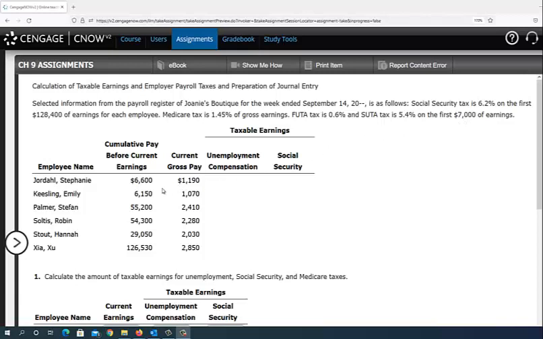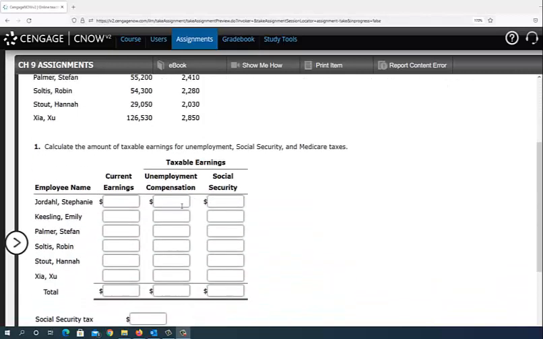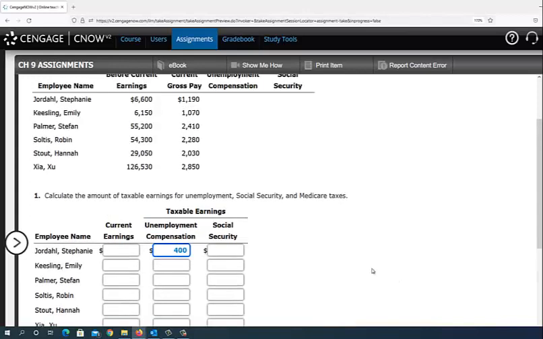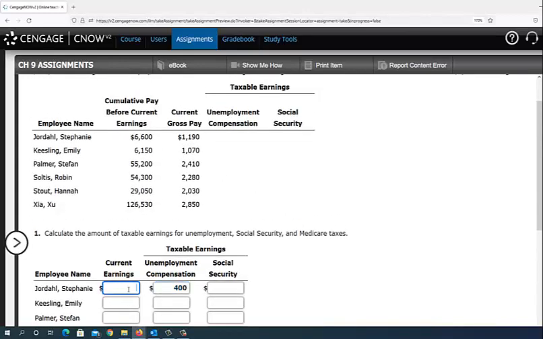So if you know that when you add the current pay to the cumulative pay before current earnings, you're going to go over the limit, you can take the limit and subtract the cumulative pay and find your taxable unemployment. So in this case, 7,000 minus 6,600 is 400. And then the current pay there was $11.90. We'll go ahead and put that in.